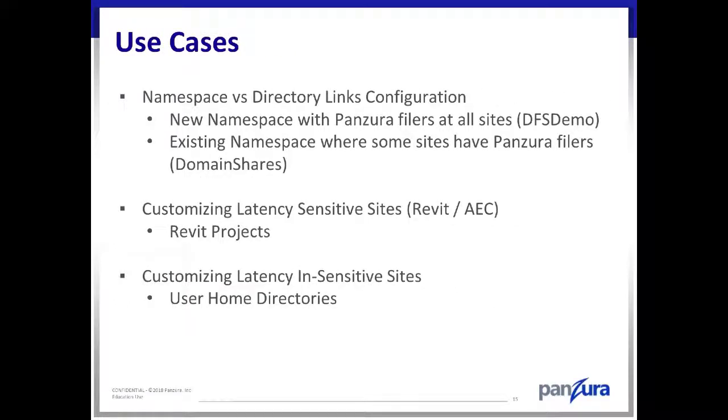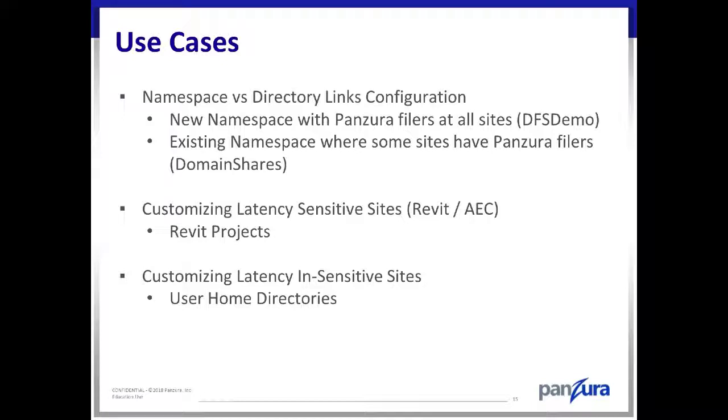Here are the use cases we're going to cover. We're going to cover configuring ordering methods on the namespace, and we're also going to cover configuring directory link configuration. We're going to use two namespaces. One is going to be DFS demo, and that one is going to be the one with all Panzura filers in sites using our best practices. And the other is going to be the existing namespace where some of the sites have Panzura filers. In that case, we're going to configure a couple of different ways.